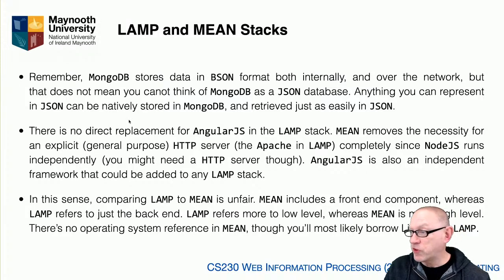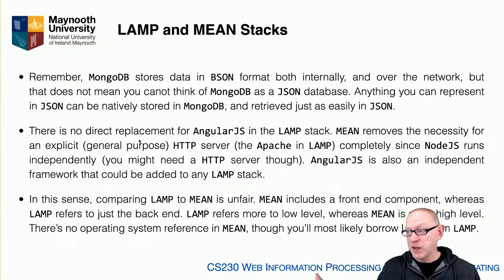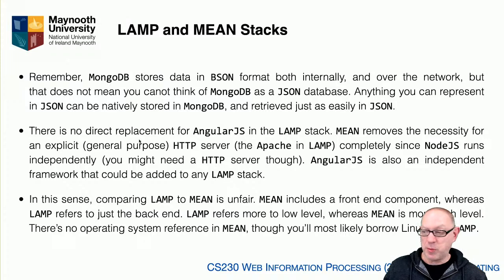MEAN removes the necessity for an explicit or general purpose HTTP server like the Apache in LAMP, as Node.js independently can run and build an HTTP server. And normally that's done using Express. Okay. AngularJS is also an independent framework and it can be added to any LAMP stack. So I've seen AngularJS embedded in the front end of PHP solutions. You can mix and match a lot of these.